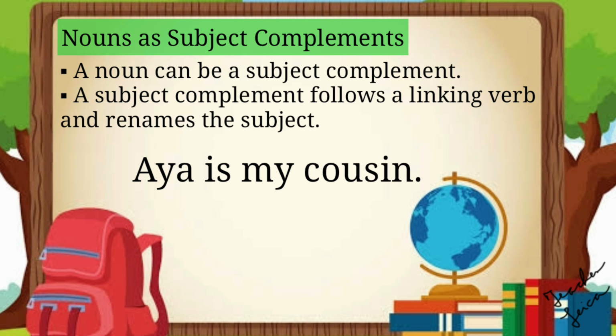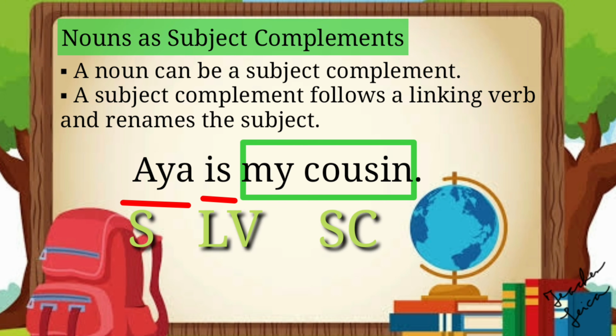Another example. Aya is my cousin. Where is the SC in this sentence? When we say SC, this is the subject complement. My cousin is the SC. So my cousin is the subject complement. Aya is the subject and is is the linking verb or the LV.